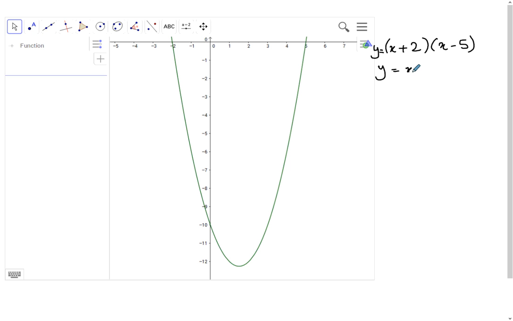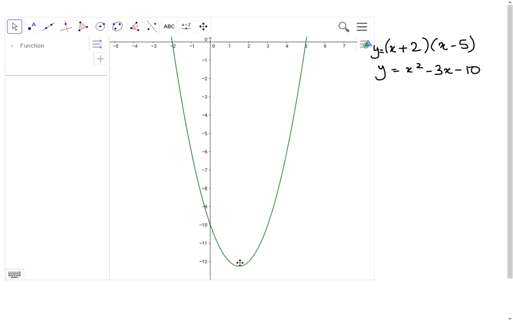So we know it's going to be x squared, and then you add your numbers. Minus 5 plus 2 is minus 3, and that's what's attached to the x, and then you multiply your numbers, so it'll be minus 5 times 2 is minus 10. So can you see you actually arrive at the equation?